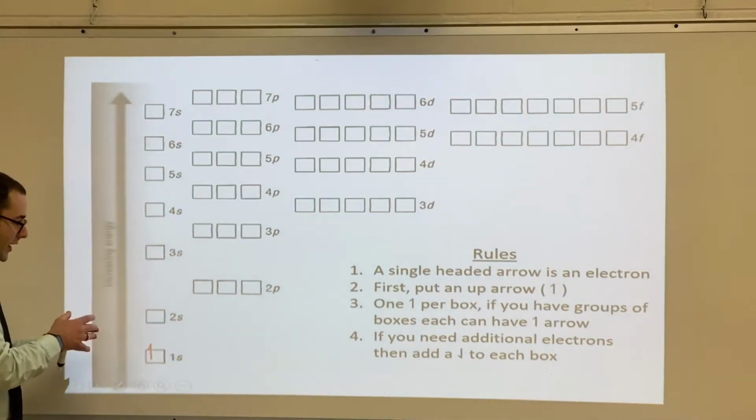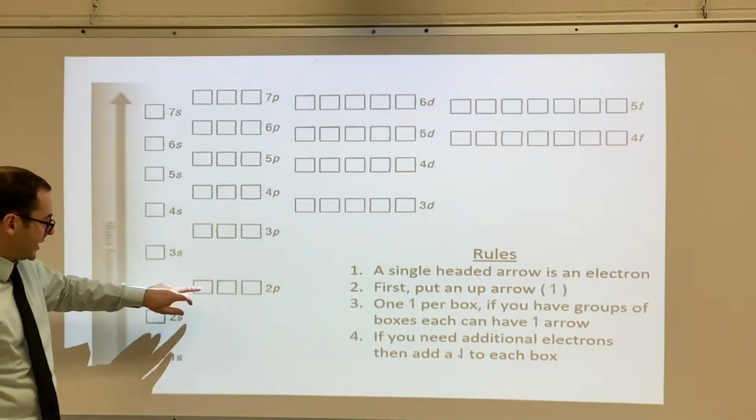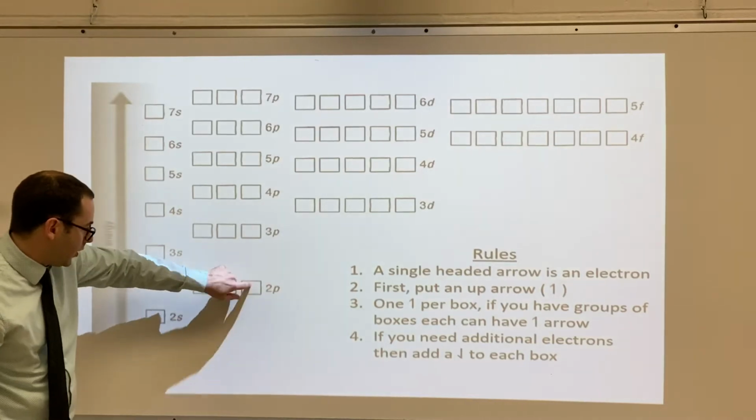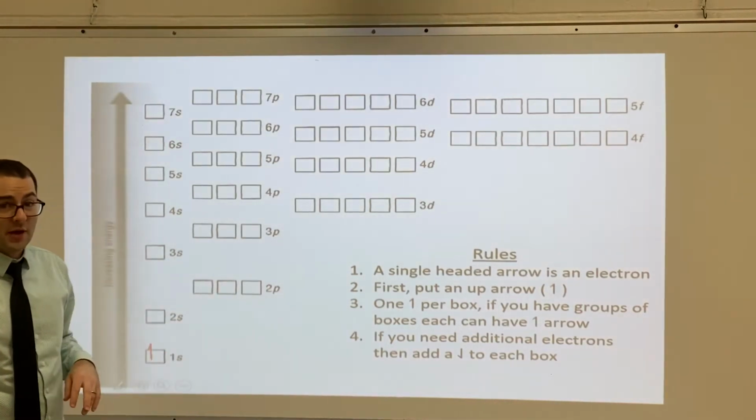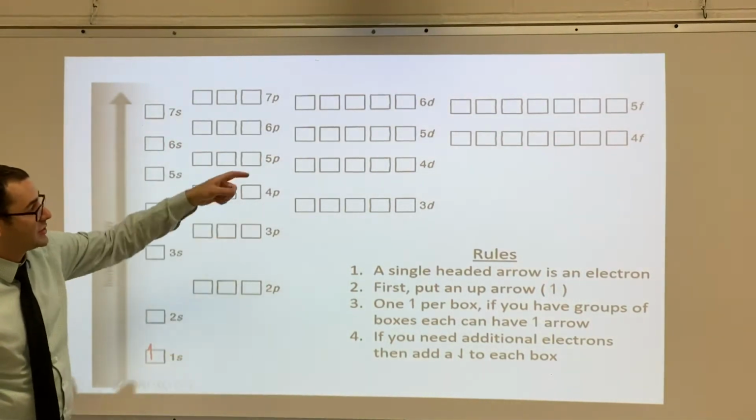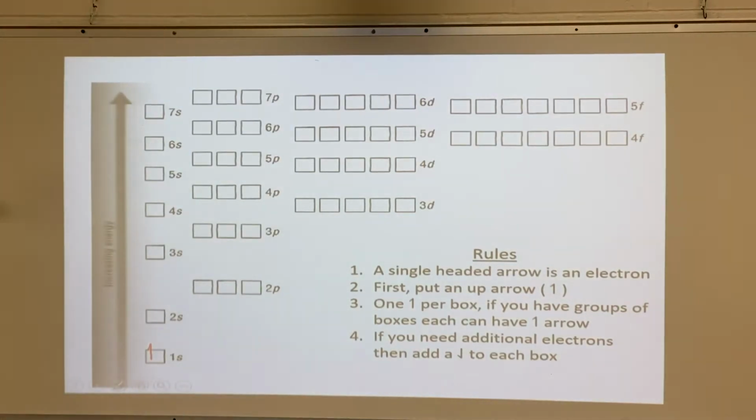The first time where we get options are with the P's, because then you can fill them up 1, 1, 1, and then 2, 2, 2. You can fill them up that way. And with the D's, you get more options, and the F's, you have more as well. It's kind of like the bus just keeps getting bigger and bigger. All right? Good? Okay.